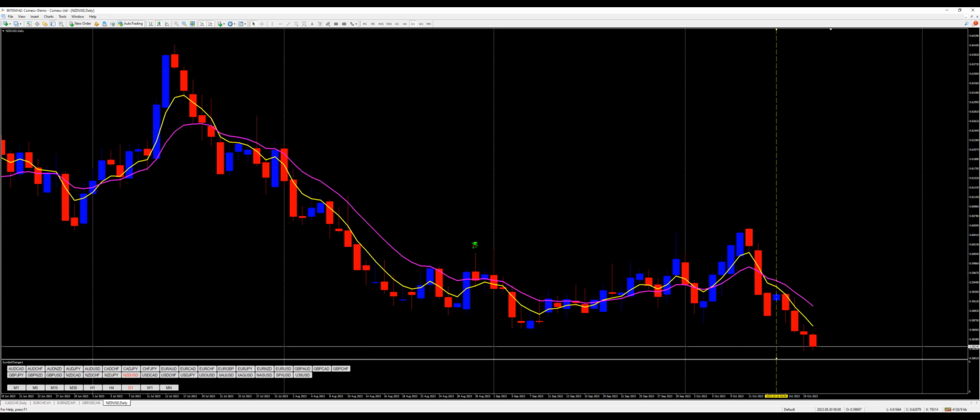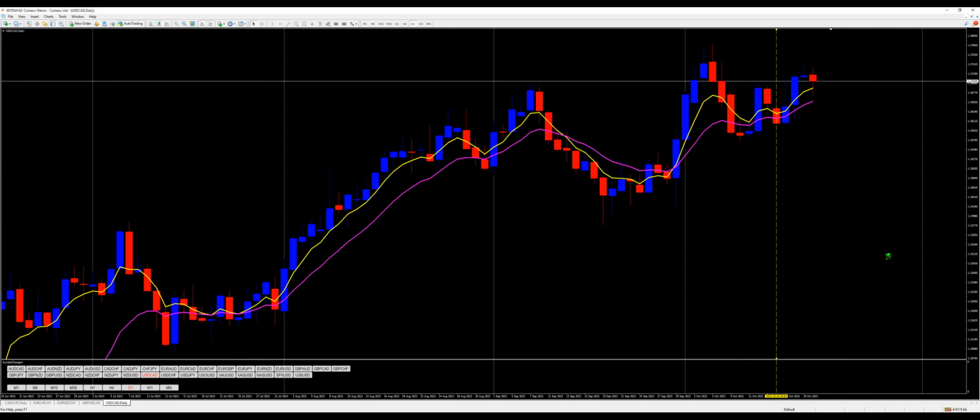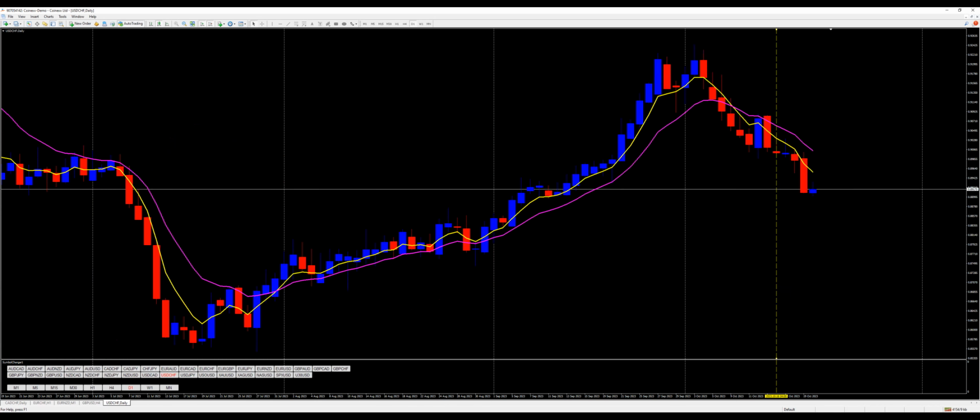And NZD dollar, also a sell. And this is a day from crossing, so it's also a good pair. USD CAD. USD CAD is no trend. USD Swiss. USD Swiss is a sell.